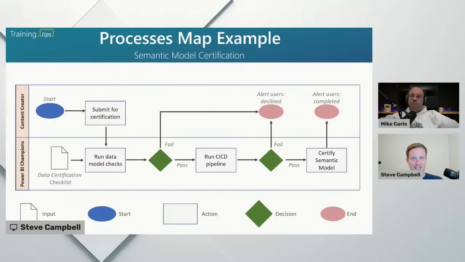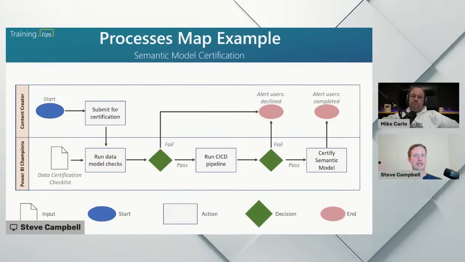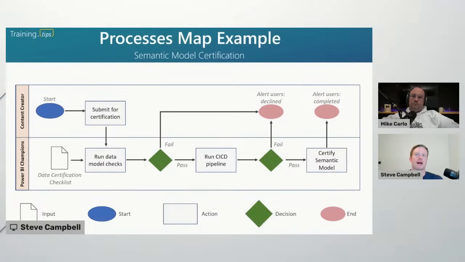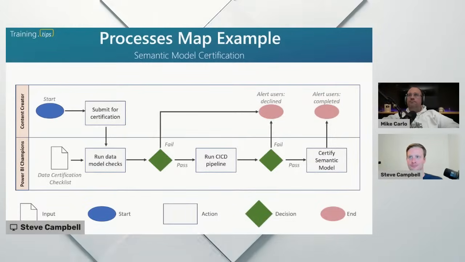So the certification checklist kind of checks the model, checks the code, checks the structure. Then the CI/CD pipeline tests the actual numbers. Is your calculation correct? Because you could have a well-written DAX formula, but it might be calculating the wrong thing. So you have to check both.